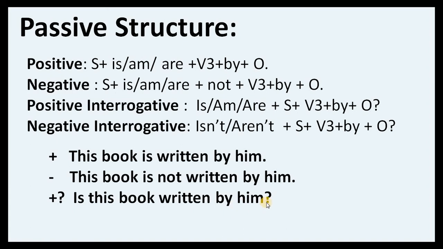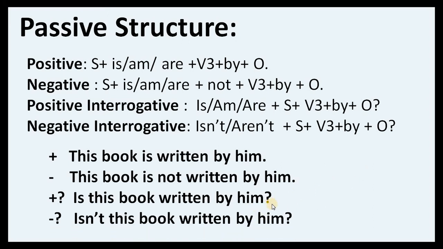Is this book written by him? Does he write this book? Now in the active form and the passive, it is such. Isn't this book written by him? Doesn't he write this book? Now in this way we can create our passive structures with examples. So these are a very important part of your formal English written communication. So passive plays a vital role.